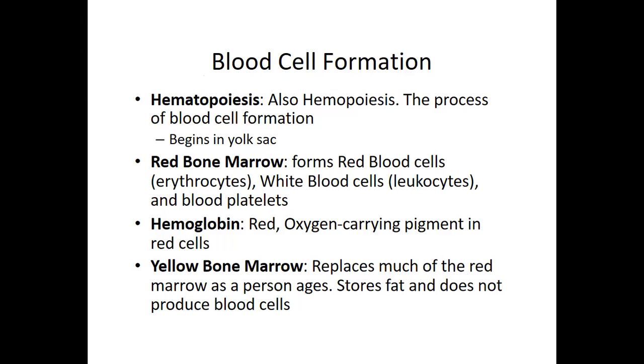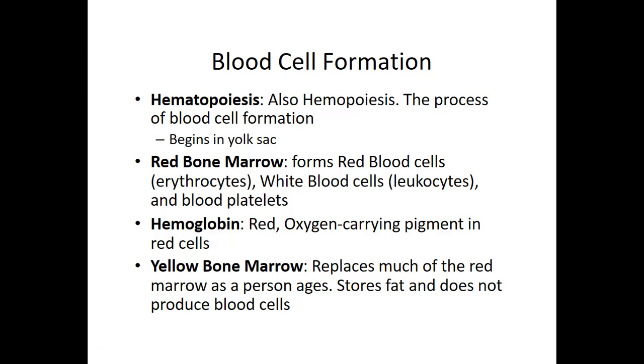This is the process of blood cell formation. This process actually begins in the yolk sac. So when you are very young, newly developed in the womb, your blood cells will start to form. Sometimes even before mom knows that she's pregnant, you'll have the process of blood cell formation beginning.